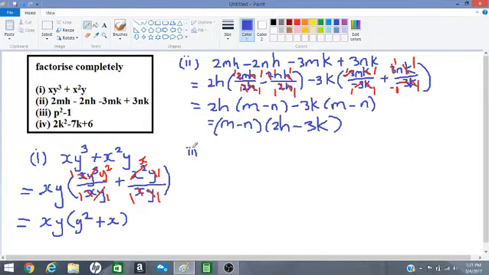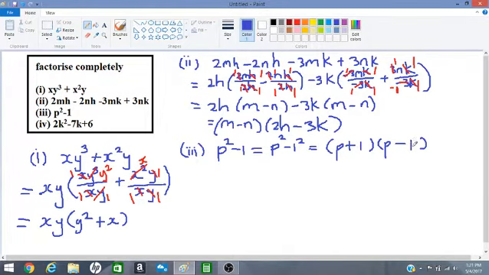Part 3, p squared minus 1. This is called the difference of two squares when it is expressed like this, p squared minus 1 squared. And we simply set up our brackets and follow this procedure. One bracket has a plus, the other one has a minus. P will come here and here, and the 1 will come here and here. That's our answer. Let's move on to part 4.